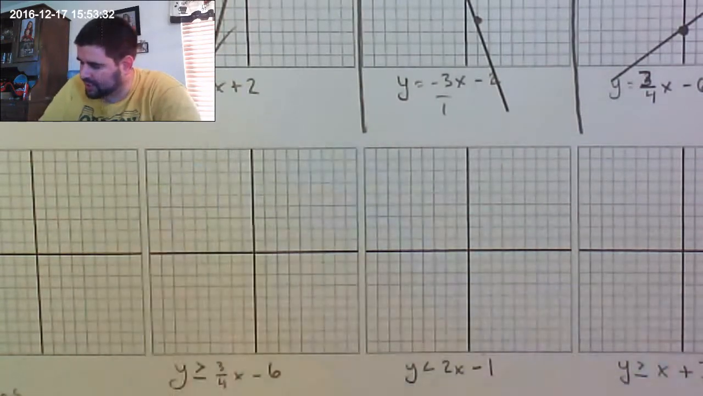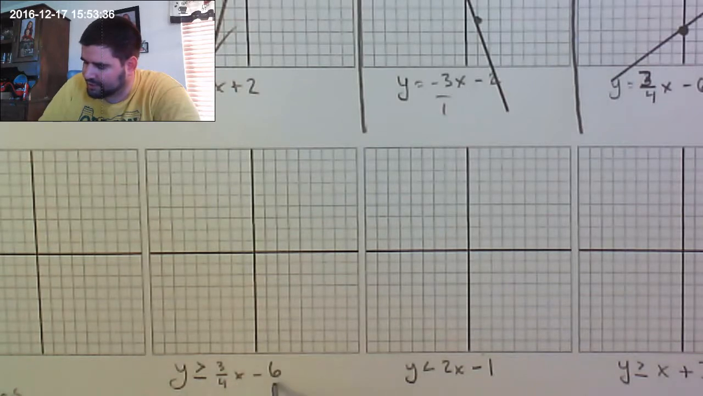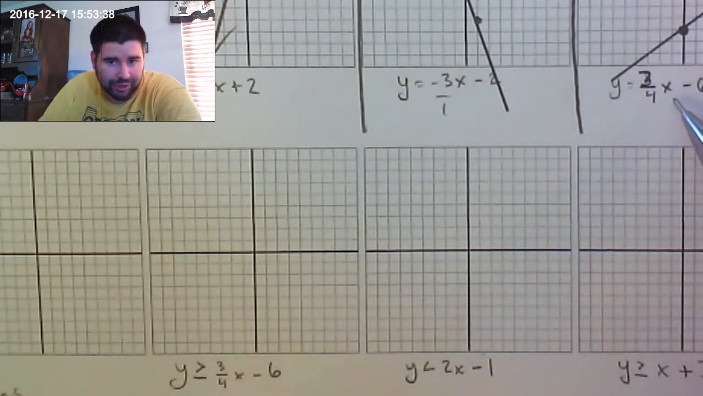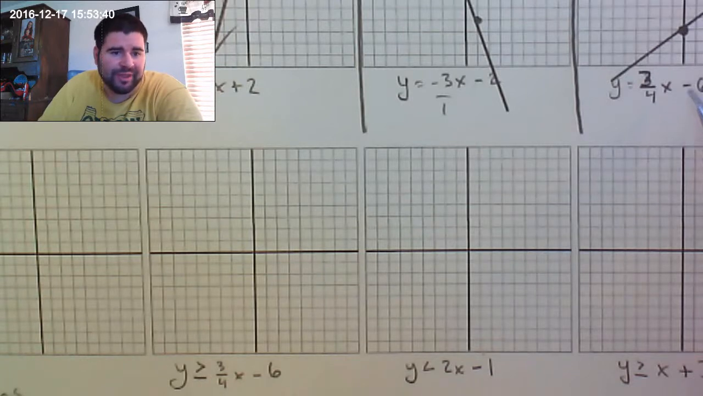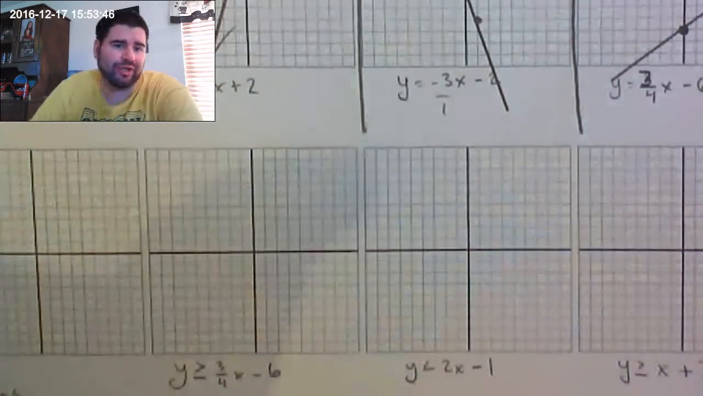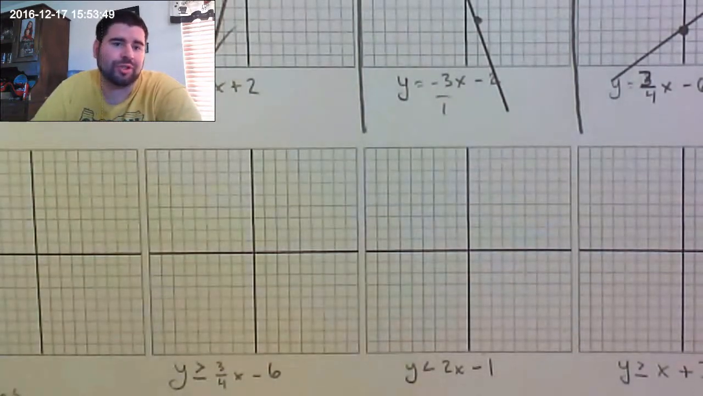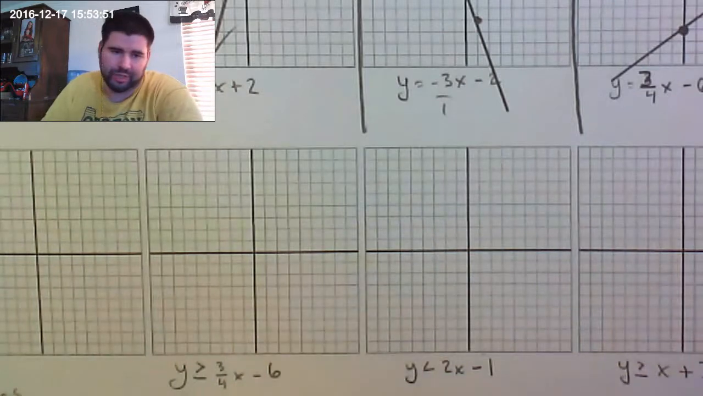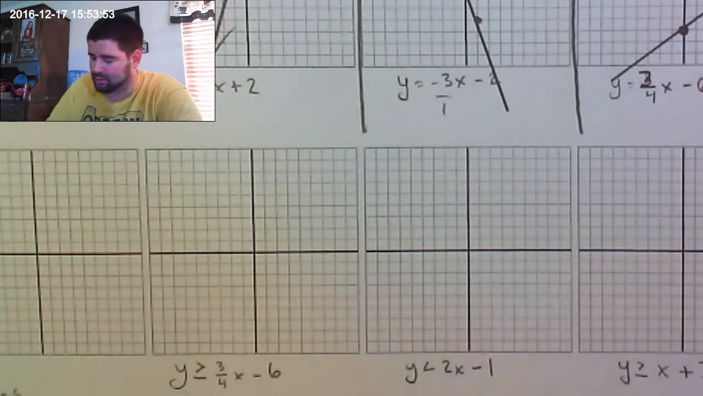So this one we got y is greater than or equal to 3 over 4x minus 6. So I took the same equation. I'm going to graph it the same way, but this time we got a linear inequality. So that means we're looking for a shaded region to tell us where our solutions to this equation are going to be. That's the real trick.